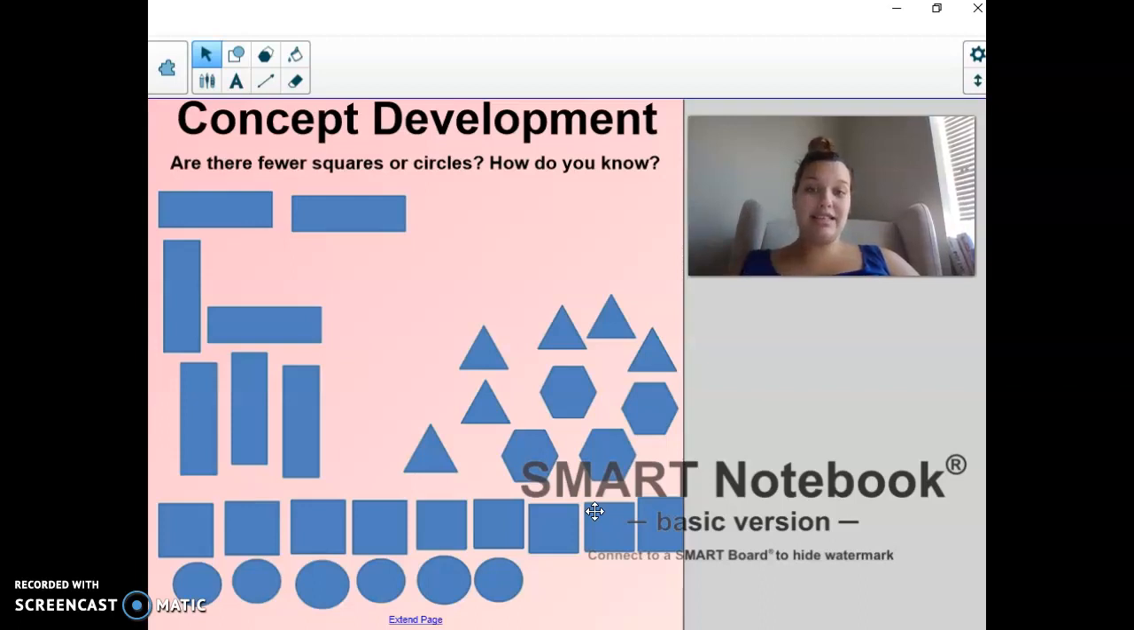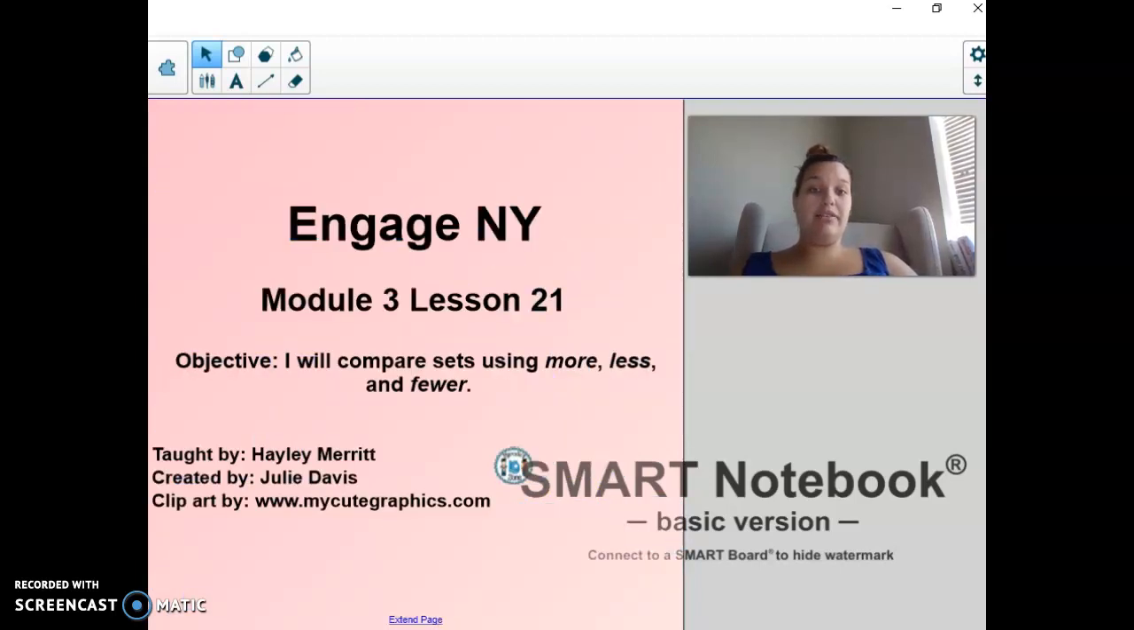On your exit ticket today, you're going to answer questions that pertain to our objective. So you're going to compare two sets and figure out which one has more sometimes. Sometimes it's going to ask which has fewer or less. So just keep those listening ears on and open when you're given your directions for your exit ticket, okay?